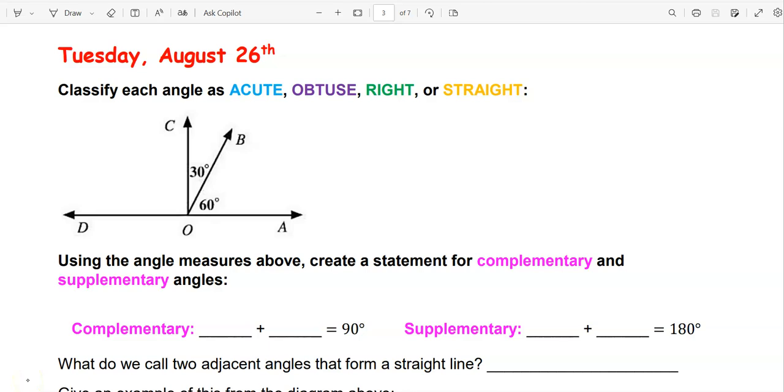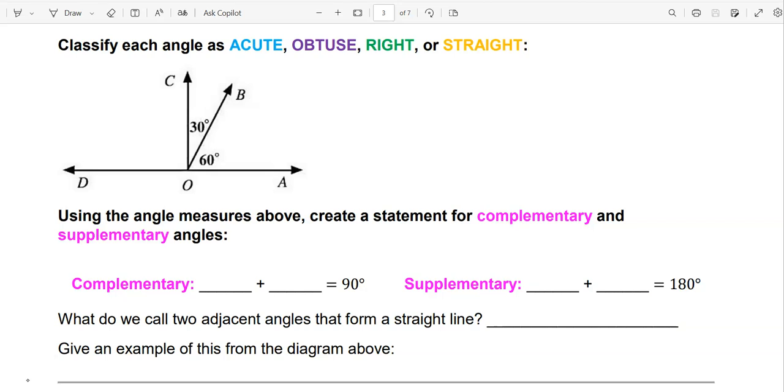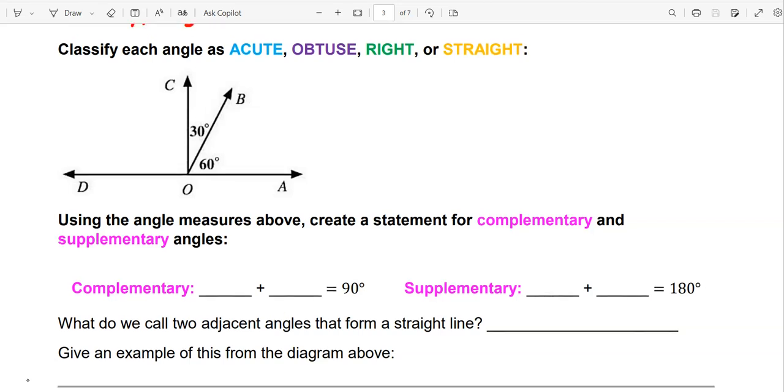All right, we're gonna do the first 2 pages, and then the 3rd page of Tuesdays we're gonna save until tomorrow, because it's a lot. So it'll be a great day if we can get through the first 2 pages. It's a lot of vocab. So the first part says classify each angle as acute, obtuse, right, or straight.